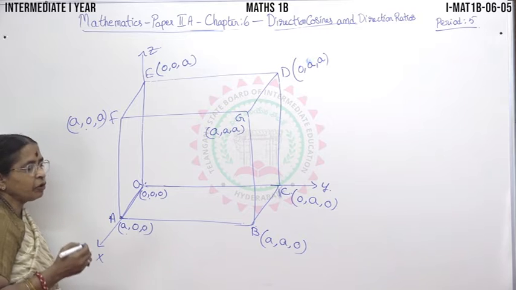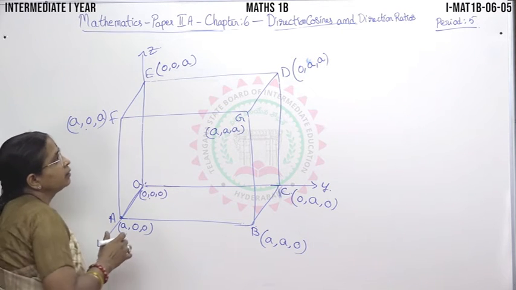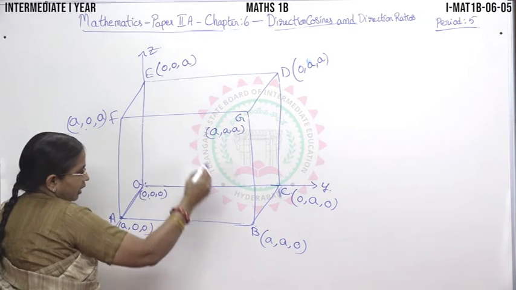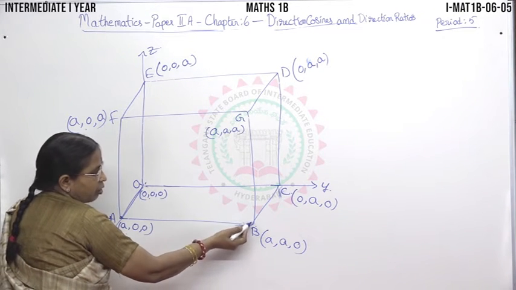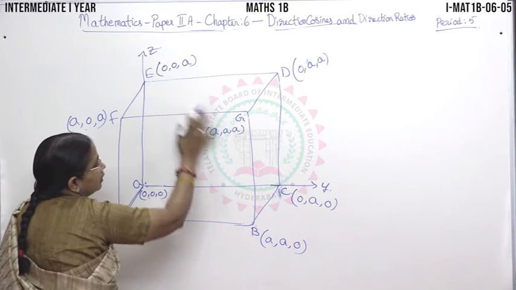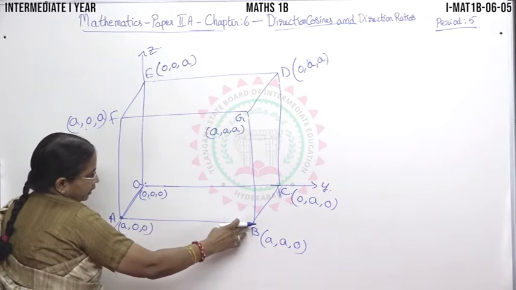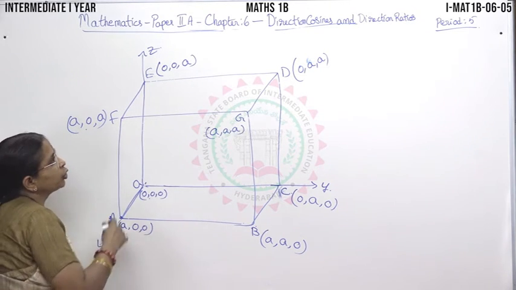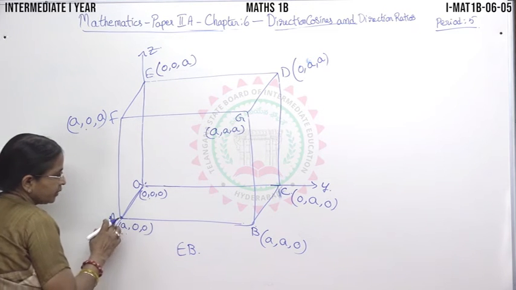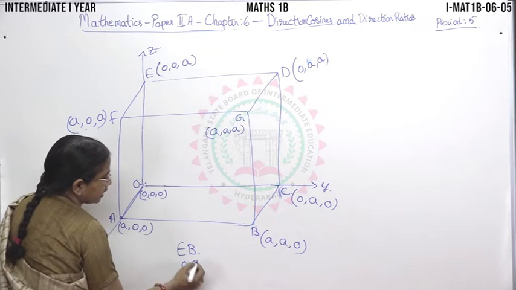Now there are 4 diagonals for a cube. What is a diagonal? A diagonal is the line segment joining one vertex and another vertex which is on the opposite side. If you join EC, it becomes the diagonal of that side. So if you join E and B, it becomes the diagonal of the cube. So EB is one diagonal. And if I take O, then G will be another diagonal. So OG is another diagonal.